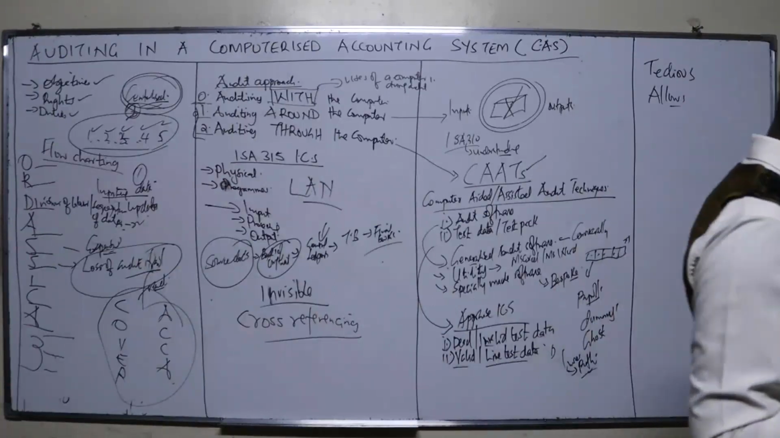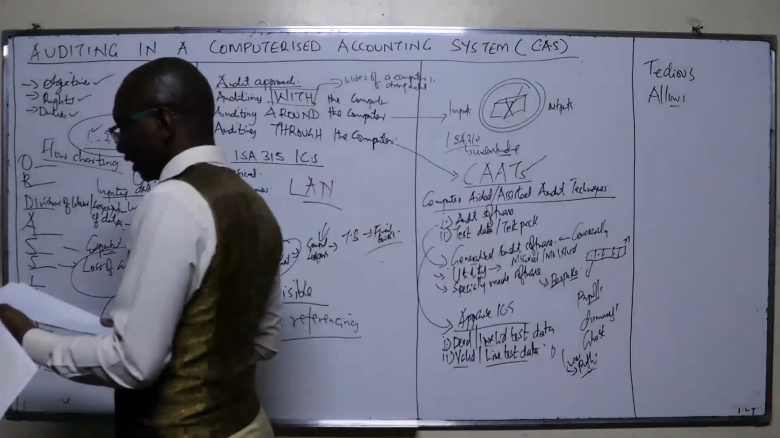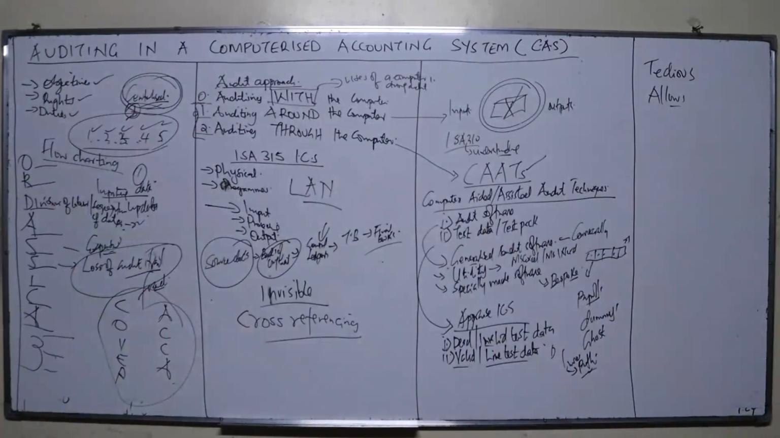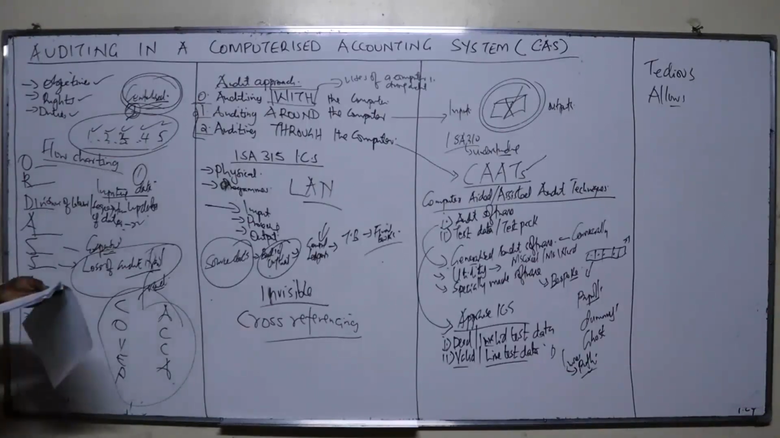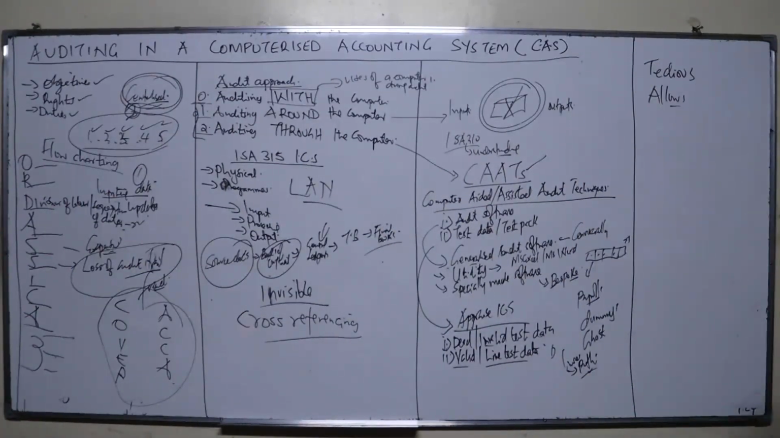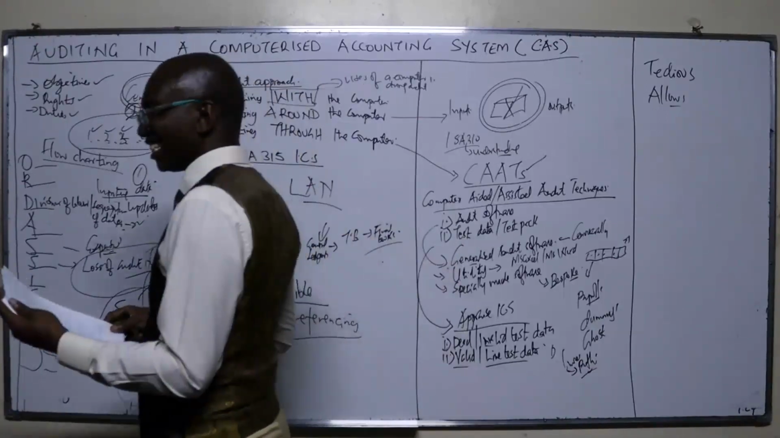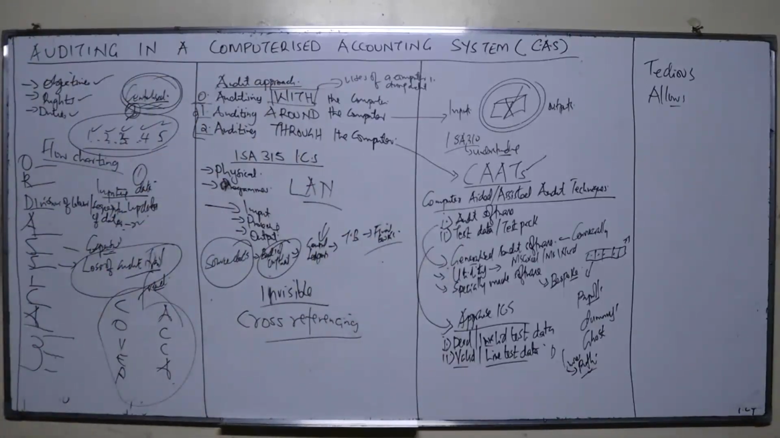Next, evaluation of audit risk. Next, compilation of data. Next, communication. Next, storing data. Next, printing information. The computer will be used for many things as far as auditing is concerned.